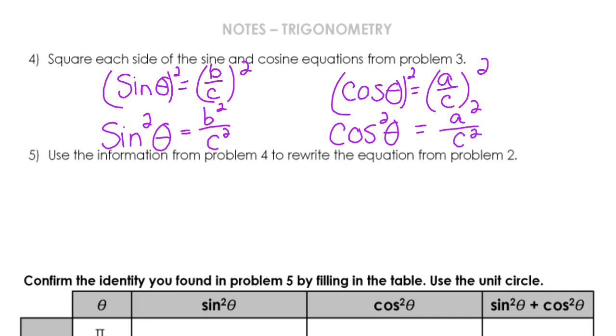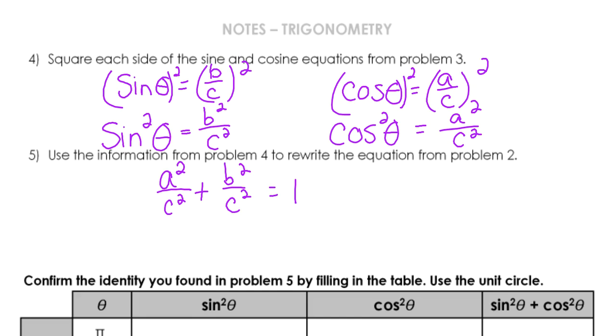Using that information, we're going to rewrite the equation from problem 2. If you remember from before, the equation that we came up with in number 2 was a squared over c squared plus b squared over c squared equals 1. Now we can replace that. Let me write it here first. So we had a squared over c squared plus b squared over c squared equals 1.